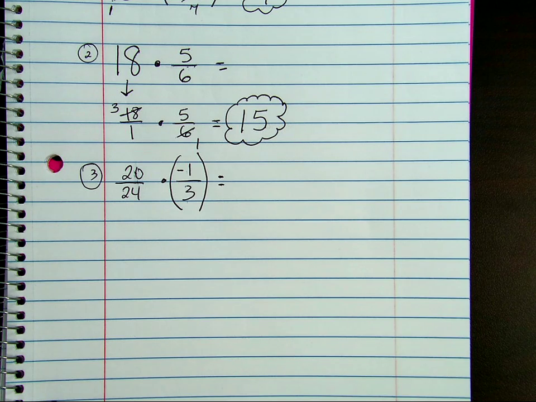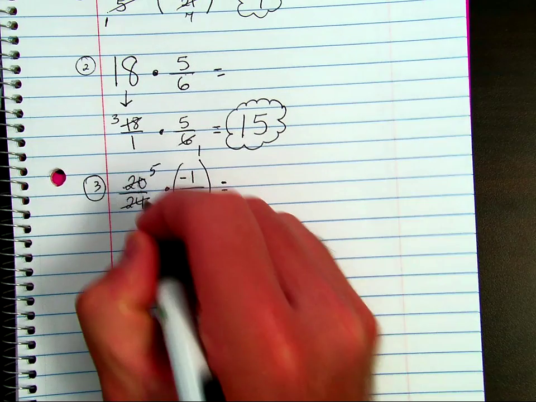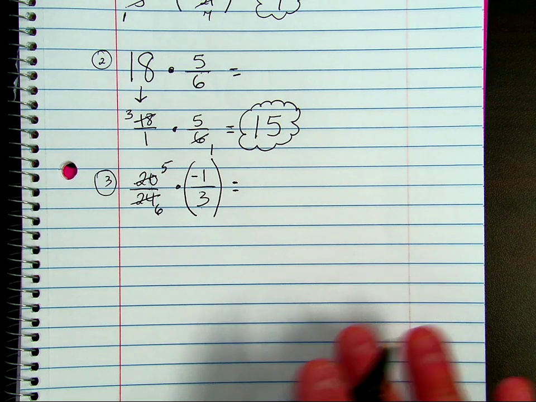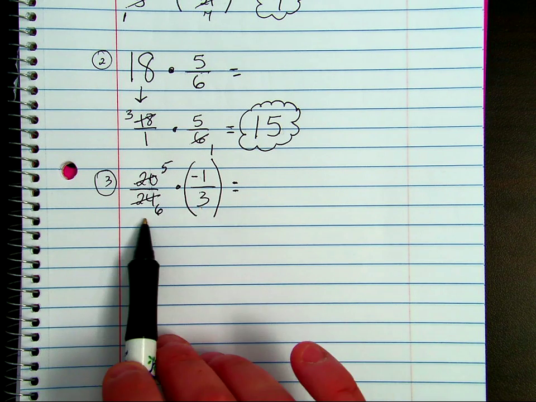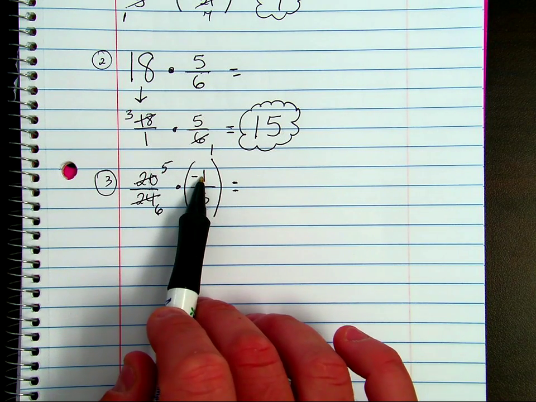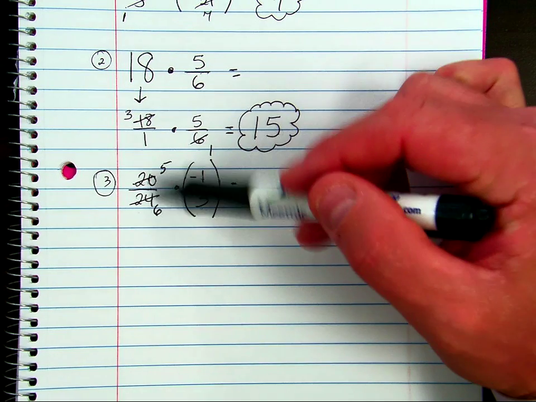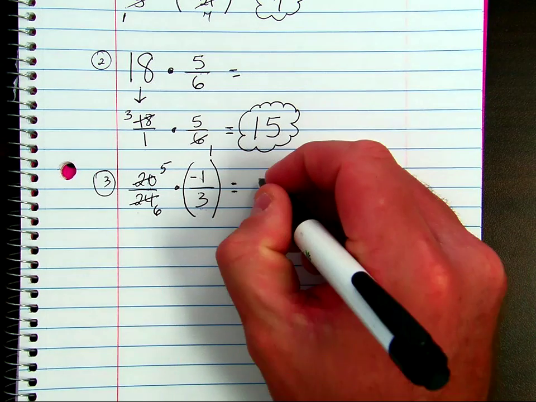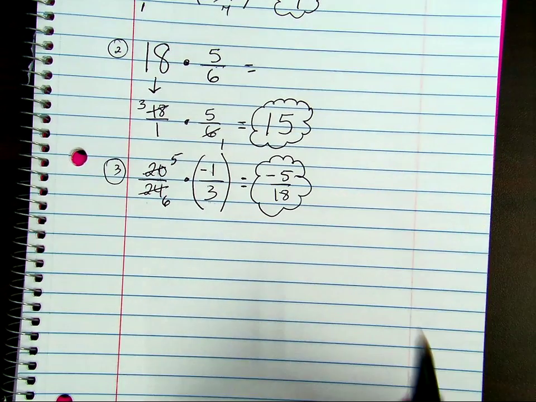Okay? You are allowed to divide by 4. What you are not allowed to do is divide the denominators by 3. You cannot reduce denominators. You cannot reduce numerators. You can only reduce a numerator and a denominator. You can go diagonally or you can go vertically. No reducing horizontally. So we get negative 5/18.